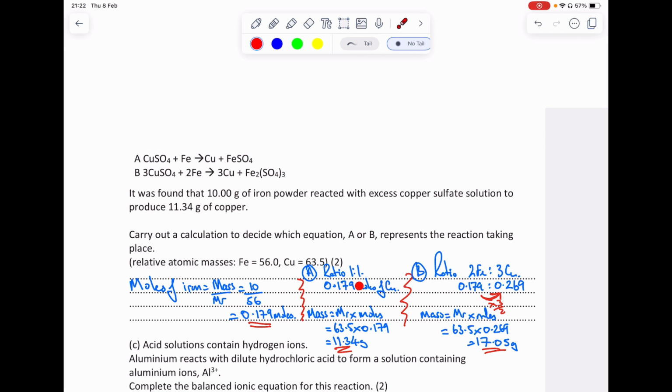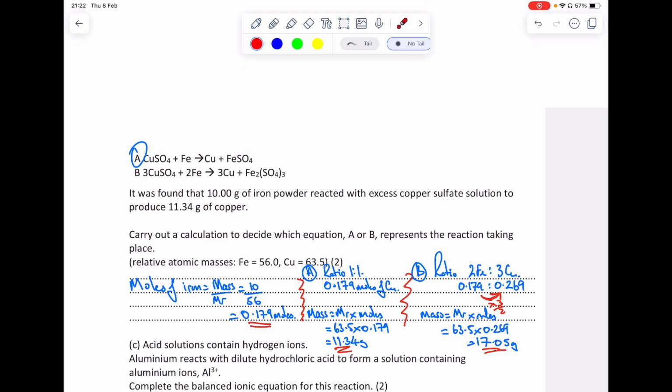So what I'm going to do now is convert this many moles of copper to a mass of copper. So the mass is the Mr times moles. The Mr for copper is 63.5. The moles we just worked out is here, and that gives me an answer of 11.34, which is the same as I was expected to produce. So this means that reaction A is the correct one, but I'm just going to prove that to you.